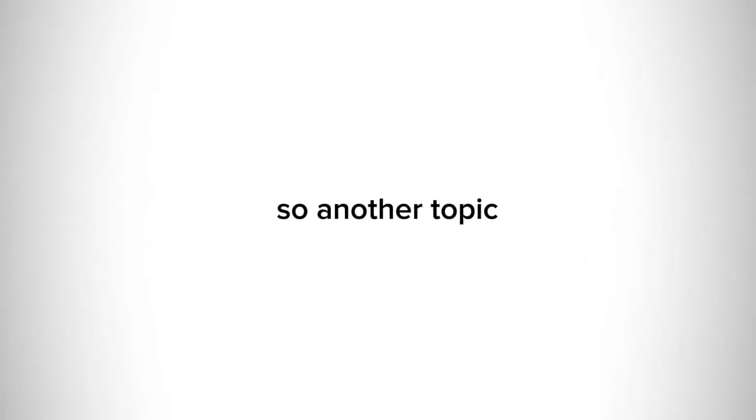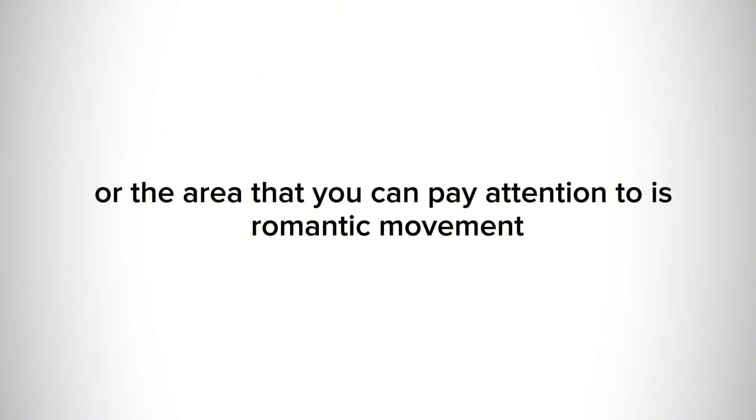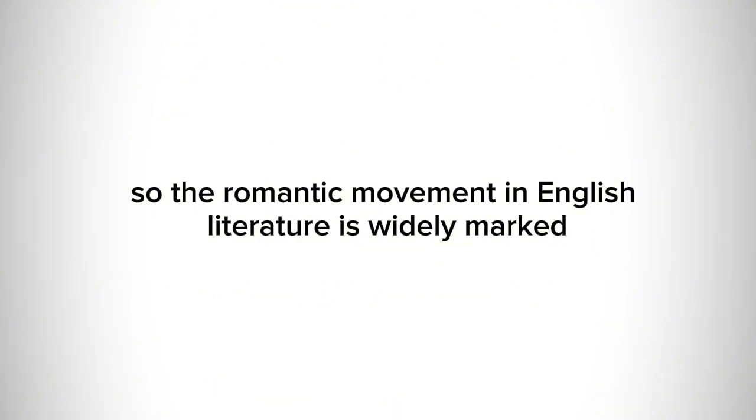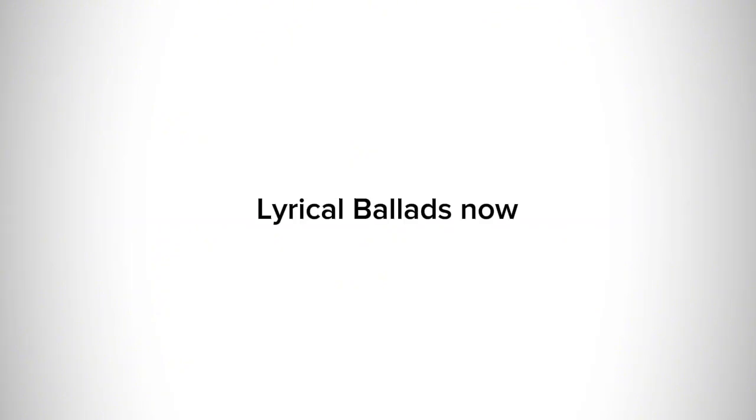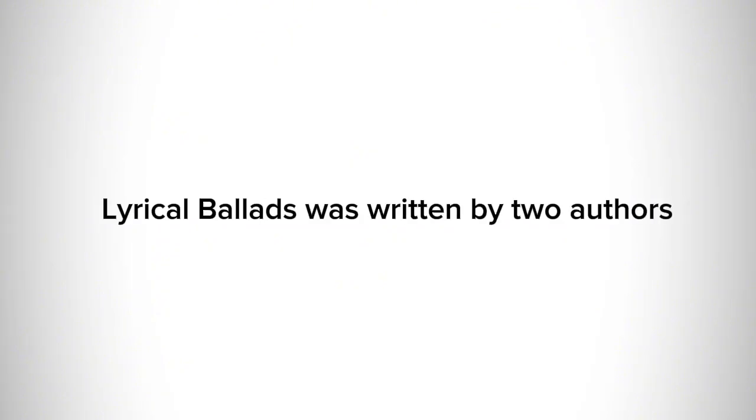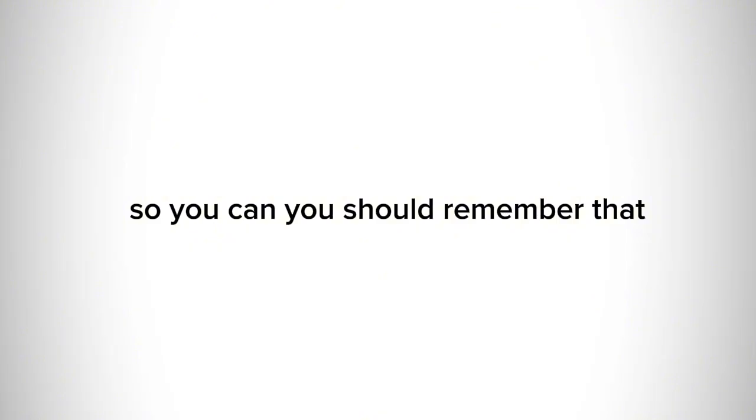Another topic or area that you can pay attention to is the Romantic Movement. The Romantic Movement in English literature is widely marked as beginning in 1798 with the publication of Lyrical Ballads. Now, Lyrical Ballads was written by two authors, Wordsworth and Coleridge. So you should remember that.